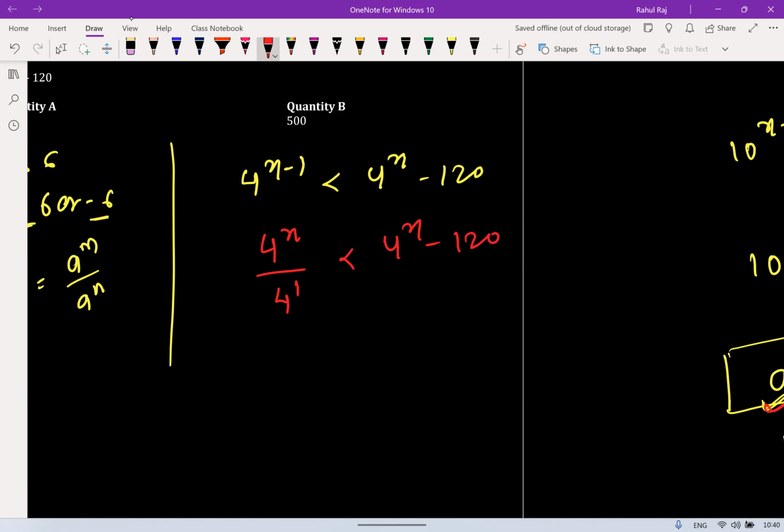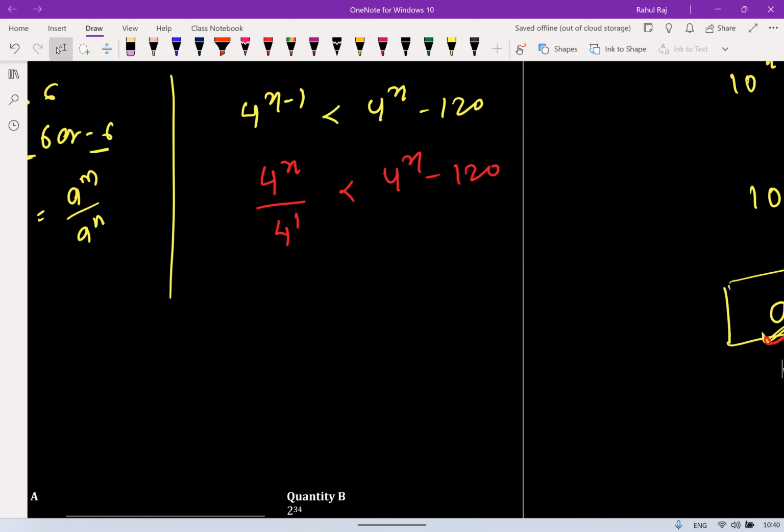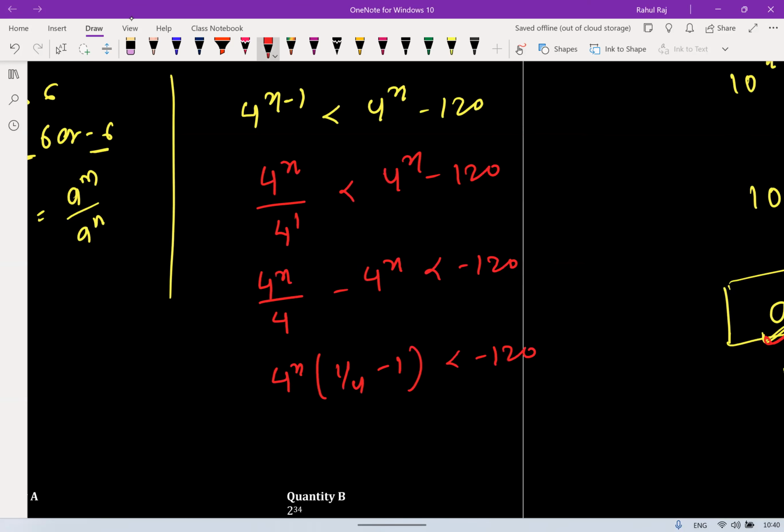Now what can I do? Can I transpose 4 to the power x from right to left? So that is 4 to the power x by 4 minus 4 to the power x less than negative 120. Agreed? Now can I take 4 to the power x common? So I have 1 by 4 minus 1, less than negative 120. Agreed?